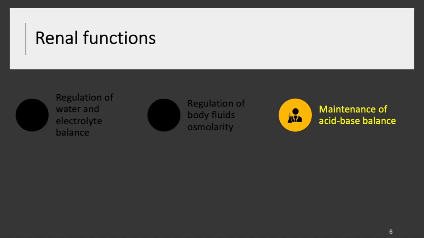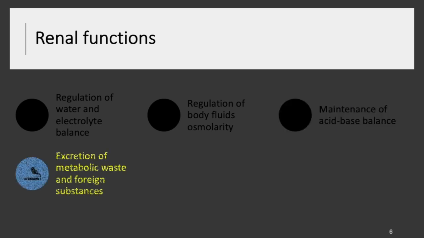Another renal function is for maintenance of acid-base balance. This is done by excreting hydrogen ions into the urine and reabsorbing bicarbonate from the urine, or vice versa. Another renal function is to excrete metabolic waste and foreign substances. This is done via secretion process as well as micturition.